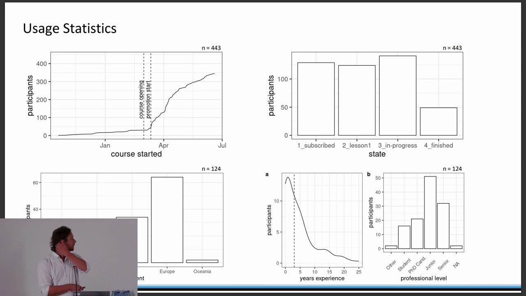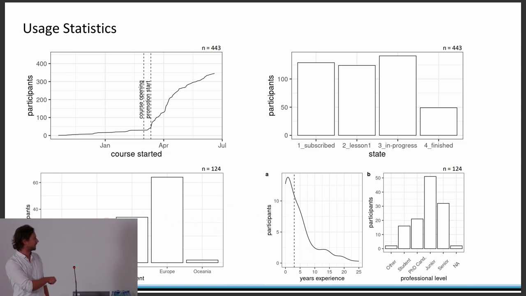Here are some user numbers. We have so far 300 users at the moment, or around 400. What we have seen so far is that a lot of people have subscribed and stopped at lesson one. There are a lot of people still in progress at the moment, and 50 have completed the course so far. I think that's normal at the beginning, a lot of people just want to look, does this actually work, what is it? But we hope that the number of people that complete the course is going to increase in future.